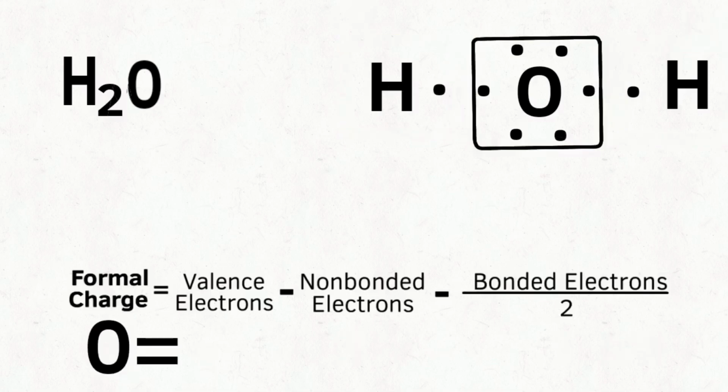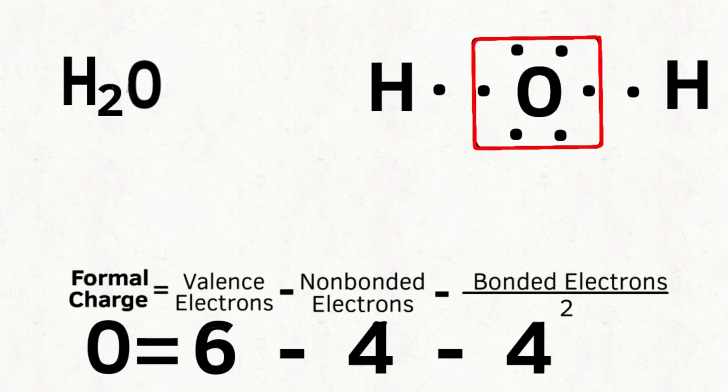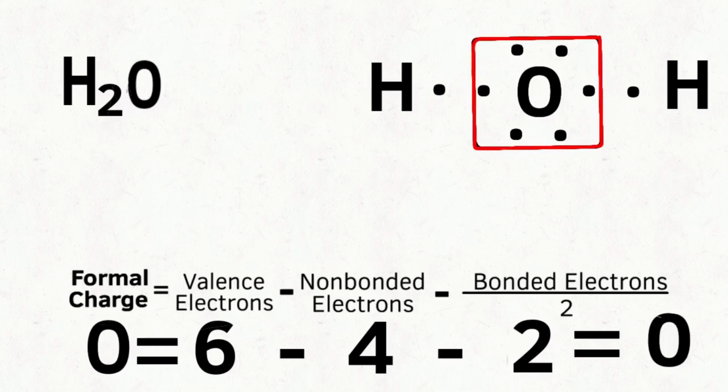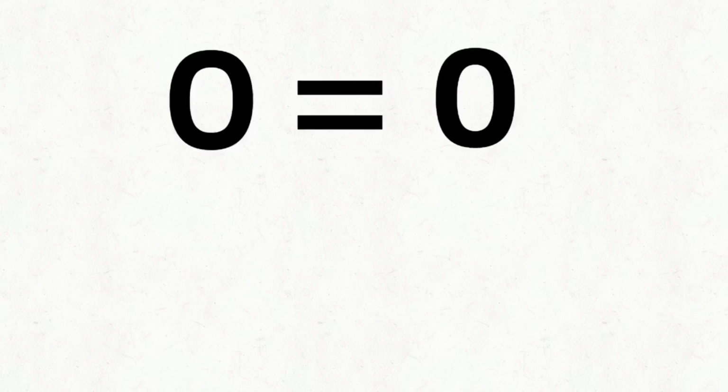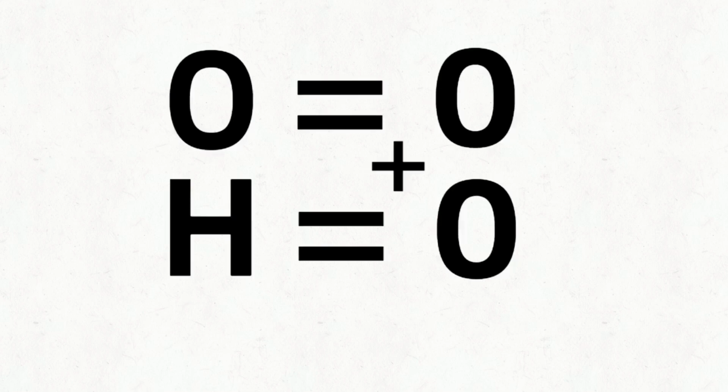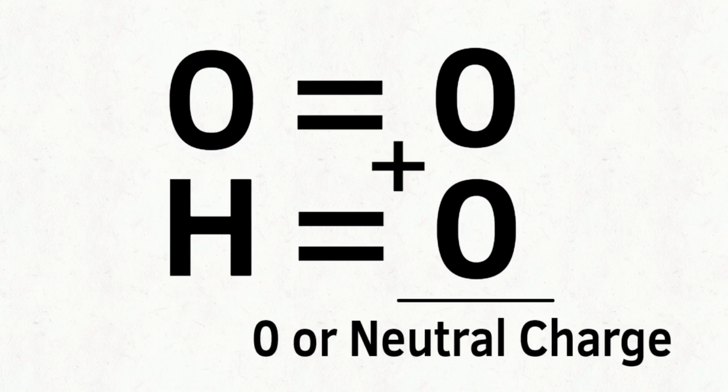Now we have oxygen. Oxygen is in group 6, so it has 6 valence electrons. Then we subtract all the non-bonded electrons, which we have 4. Now, we have a total of 4 bonded electrons. But don't forget that we only need half of them. So 4 divided by 2 is 2. Now we have 6 minus 4 minus 2. Therefore, we have a 0 or a neutral charge for oxygen as well. So in conclusion, when we add the formal charges of oxygen and hydrogen together, H2O has a formal charge of 0, or it has a neutral charge.